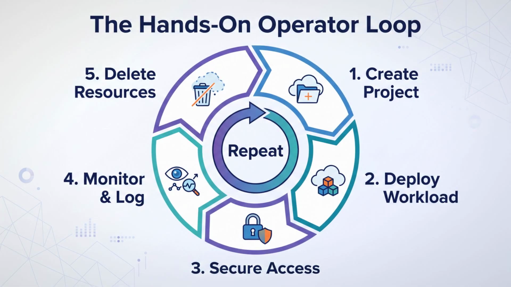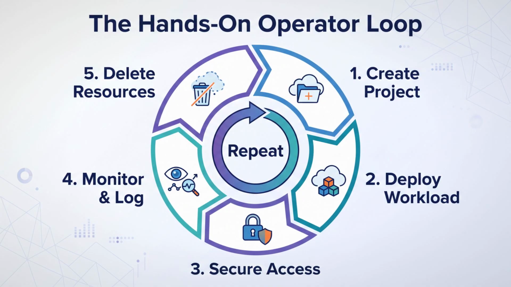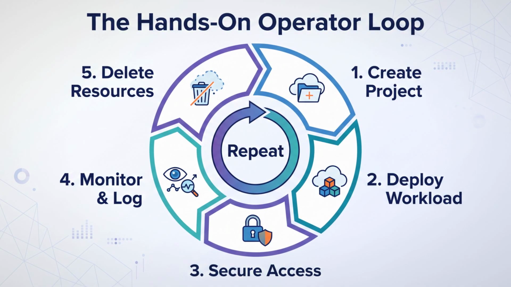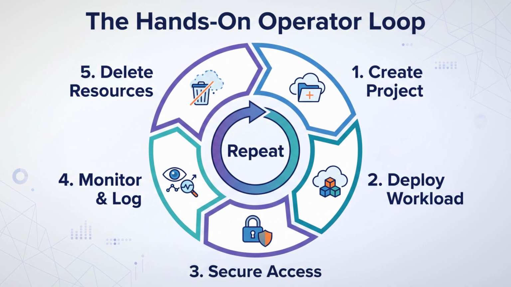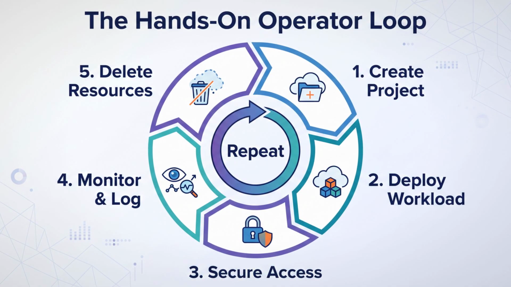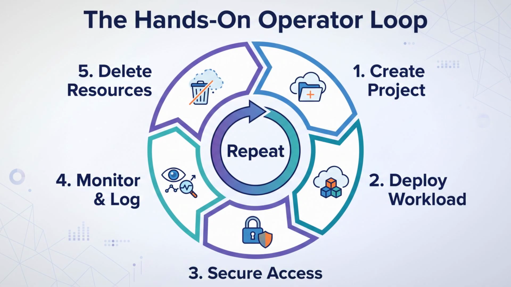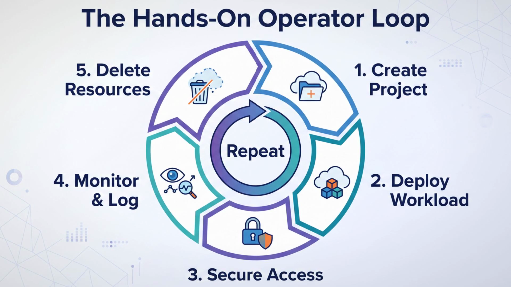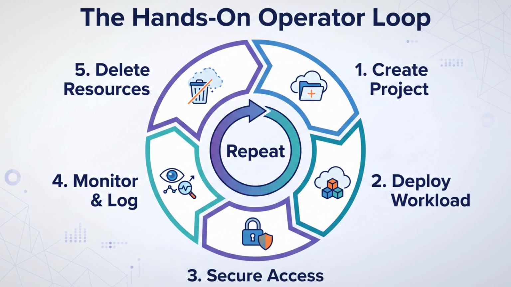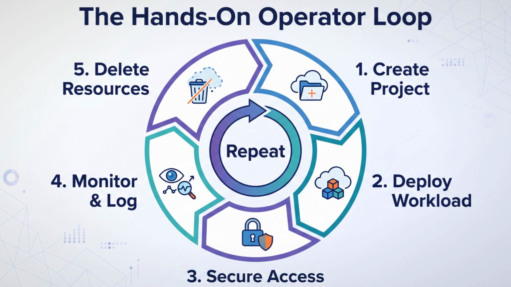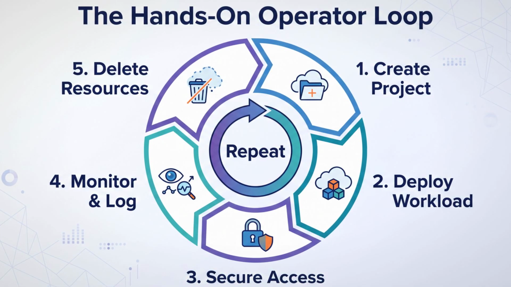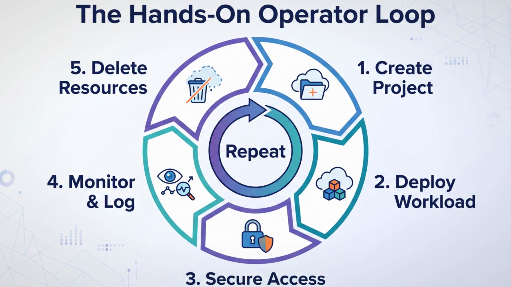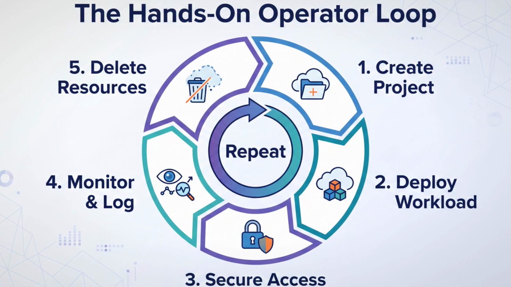Watching videos isn't enough. You need to perform the operator loop yourself. Create a disposable project. In it, create a service account with the least privilege necessary. Use it to deploy a simple workload, like a container on Cloud Run. Then, expose that workload securely, inspect its logs, and create a basic alerting policy. Finally, delete all the resources to avoid costs. Repeating this simple loop with different compute options builds the practical judgment that the exam is designed to test.